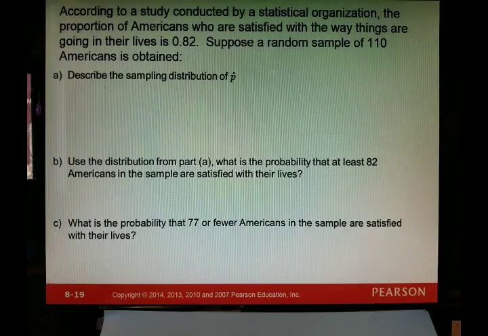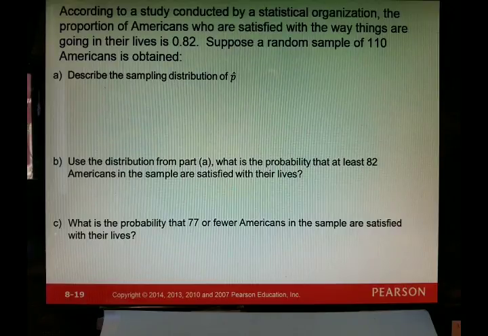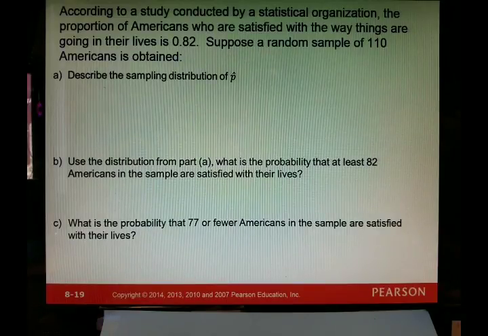According to a study conducted by a statistical organization, the proportion of Americans who are satisfied with the way things are going in their lives is 82%. Suppose a random sample of 110 Americans is obtained. Describe the sampling distribution of p hat. Again, remember that n would have to be less than or equal to 5% of the population. So we have 110. 110 is definitely less than 5% of the population of America.